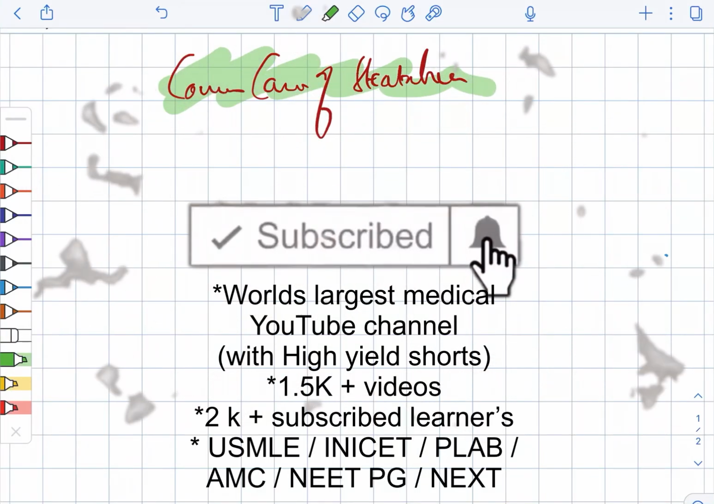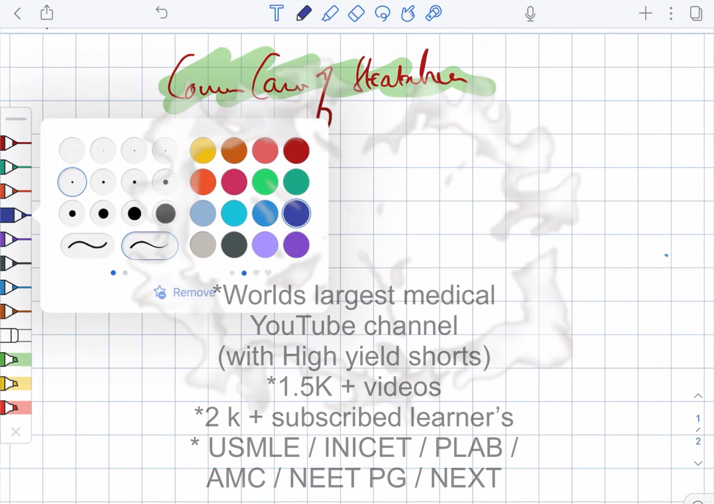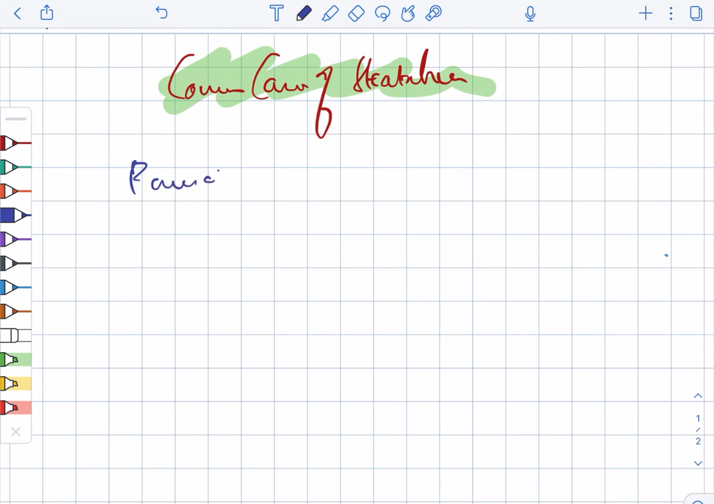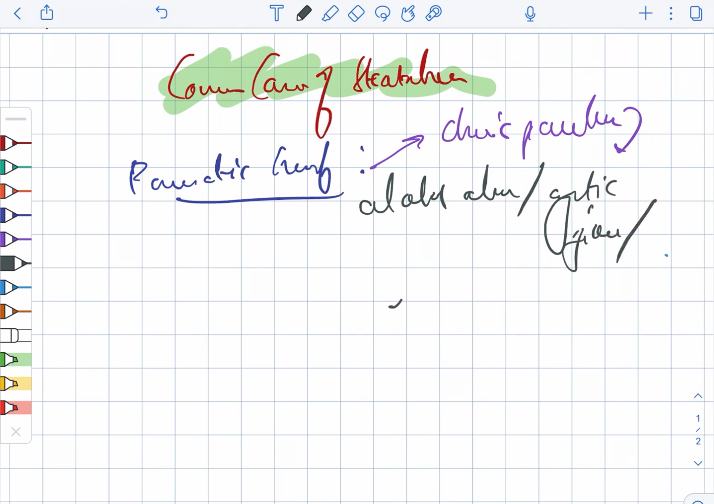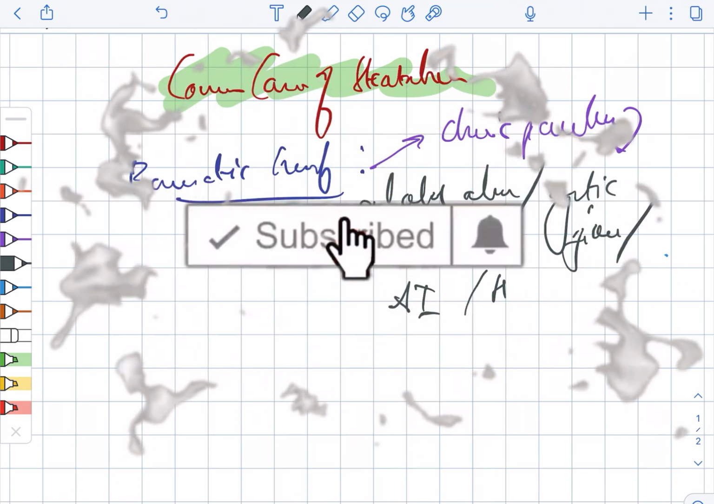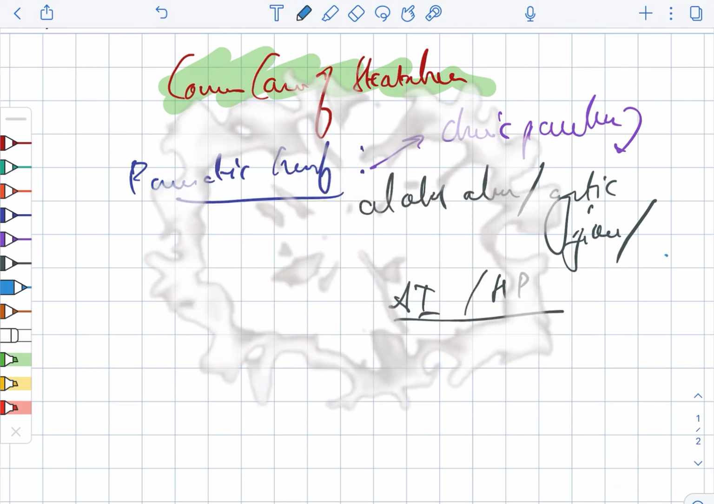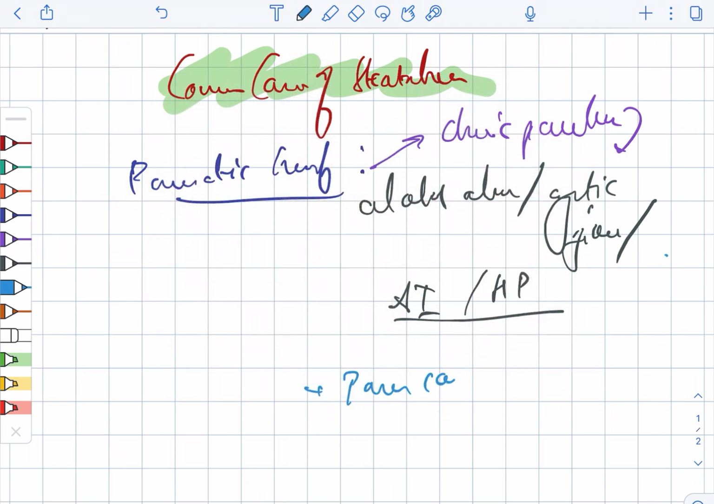Common causes of the steatorrhea. So first we are going to look at the pancreatic insufficiency. In case of pancreatic insufficiency, it can include the chronic pancreatitis. This is due to the alcohol abuse, as well as it can include the cystic fibrosis and the autoimmune, as well as the hereditary pancreatitis. Can also involve the pancreatic cancer, can also involve the steatorrhea.